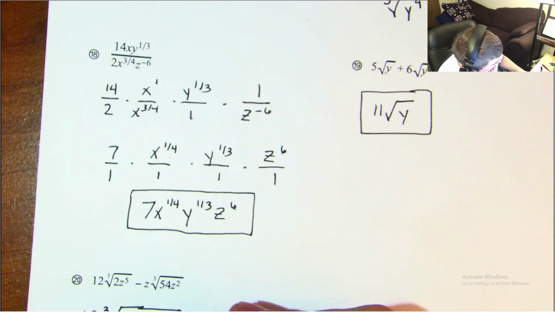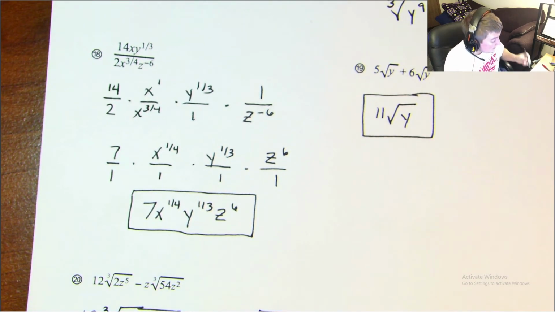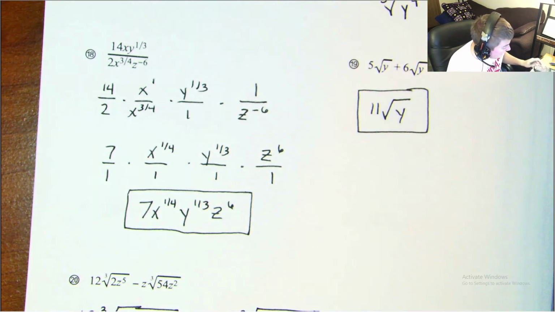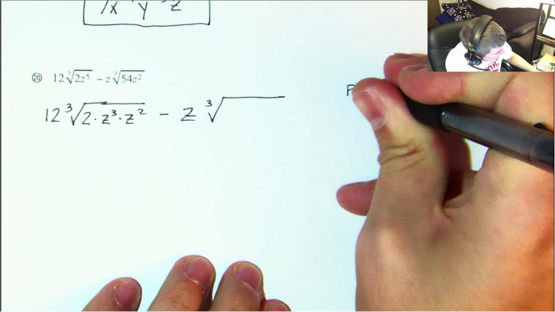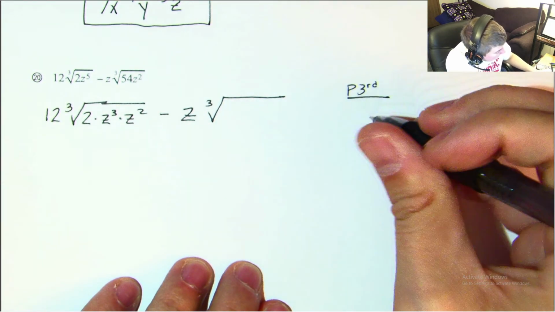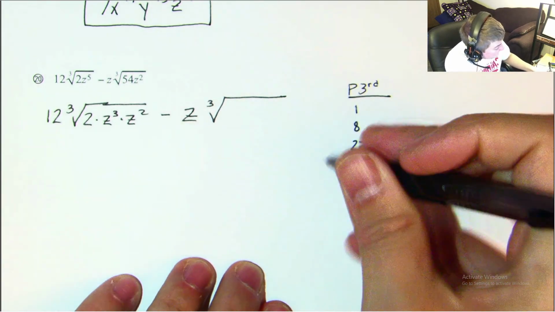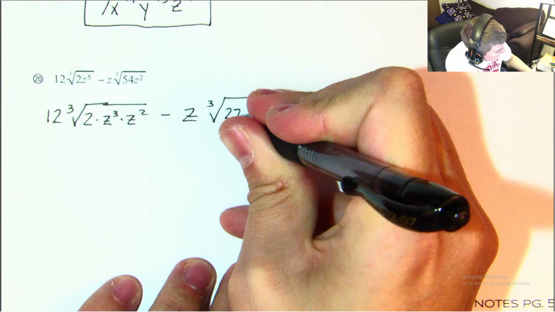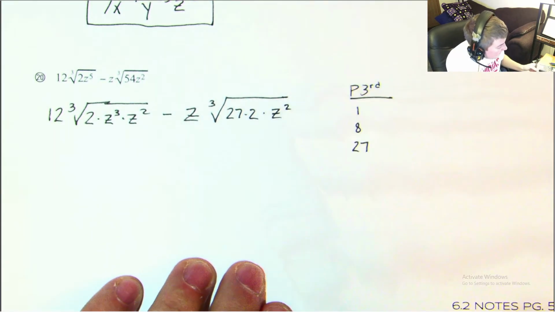The same thing is going to go for this one here. 54 can be broken up into a perfect cube and a non-perfect cube, and our perfect cubes are going to be 1, 8, and 27. 27 is a perfect cube, so I'm going to break the 54 into 27 and 2. And z to the 2nd is not a perfect cube, so I'm going to leave that alone.